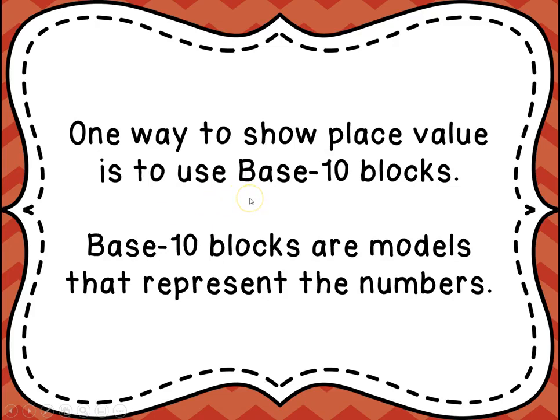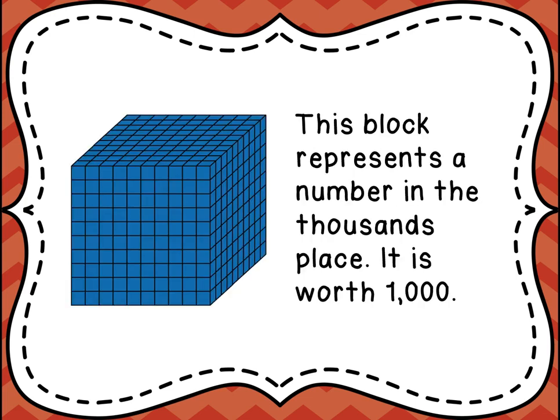Now, one way to show place value is to use base 10 blocks. Base 10 blocks are models that represent the numbers. So here, if you take a look at this screen, you'll see this giant block. This block represents a number in the thousands place. So this particular one is worth 1,000. If you were to count up all of these little squares, you would see that there are 1,000 of them in this block.